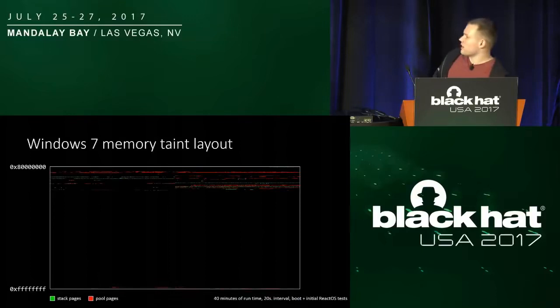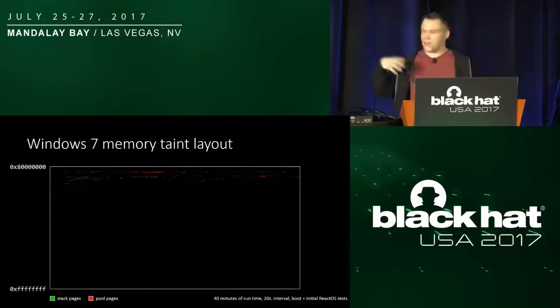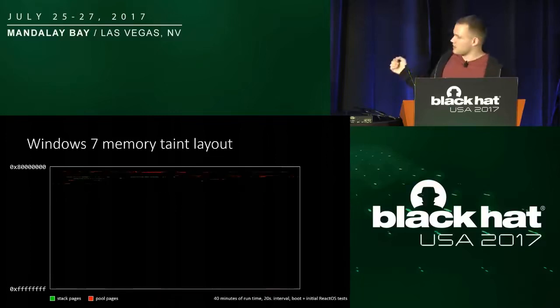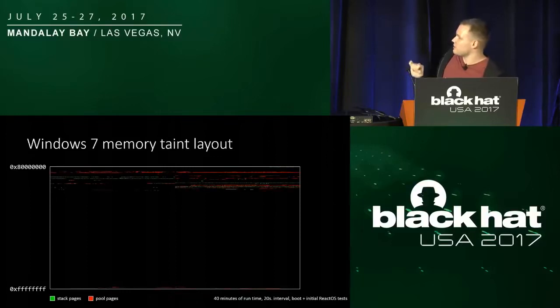Oh, you can actually see that quite well. So I created a small visualization of the whole address space in Windows 7. Here you can see the whole 2 GB kernel address space over time. This is an image of dimensions 1024 by 512. Each pixel is a single memory page, and the pages that have some stack memory taint are marked in green, and the pool ones are marked in red.